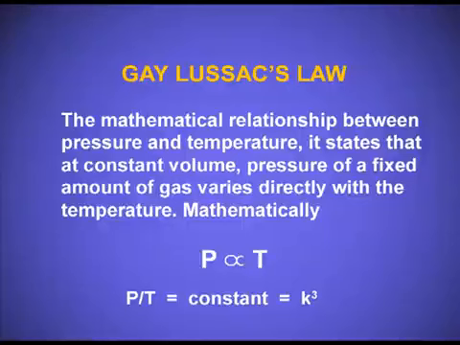Let me define the mathematical relationship between pressure and temperature. It states that at constant volume, pressure of a fixed amount of the gas varies directly with the temperature. Mathematically, P is directly proportional to T. P upon T is equal to constant, and here the constant is K3. The graph, when plotted between pressure and volume and keeping temperature constant, such graphs are known as isotherm.